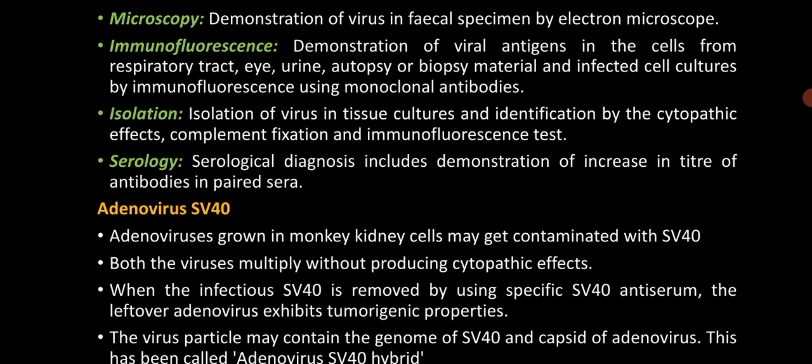Both the viruses multiply without producing a cytopathic effect on the kidney cells. When the infectious SV40 is removed by using specific SV40 antiserum, the leftover adenovirus exhibits tumorigenic properties. Usually SV40 grows when adenoviruses are already present in a cell culture. If you remove SV40 from the cell culture, the adenoviruses have a tumorigenic property. Tumorigenic means that it can cause cancer.